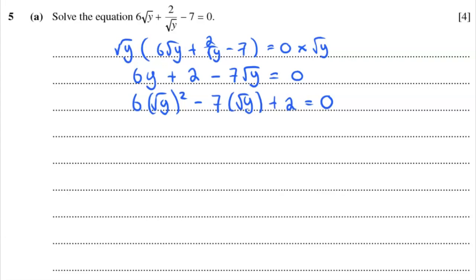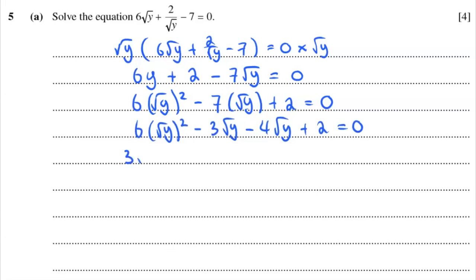Can we factorize by inspection? What multiplies to 12 and adds to negative 7? Oh, that would be negative 3 and negative 4, right? So let's do that. 6 (root y) squared. I'm leaving it like this. Minus 3 root y minus 4 root y, because they multiply to 12, plus 2 equals 0.